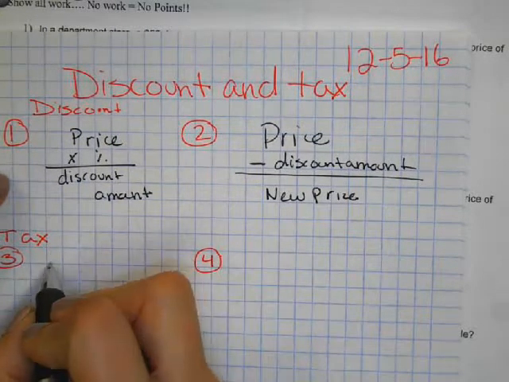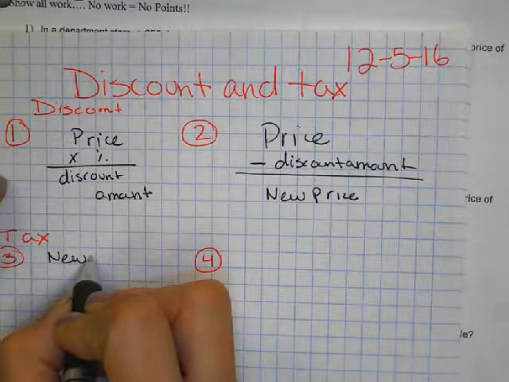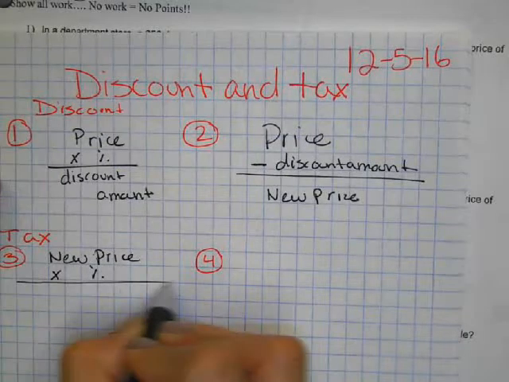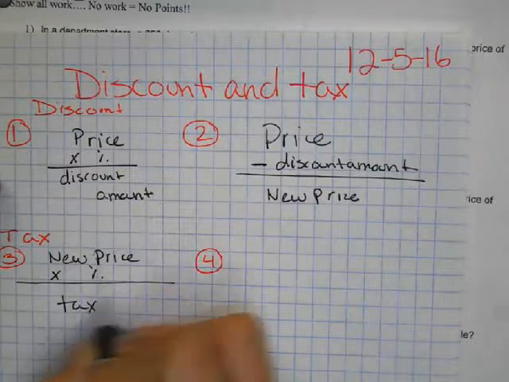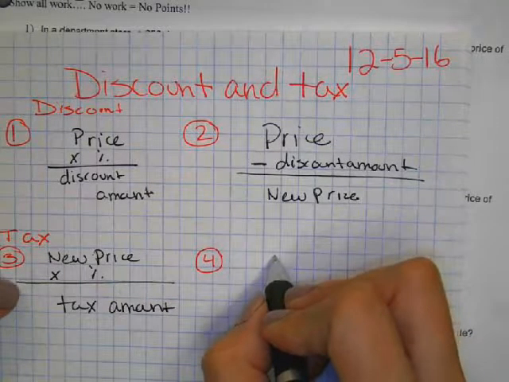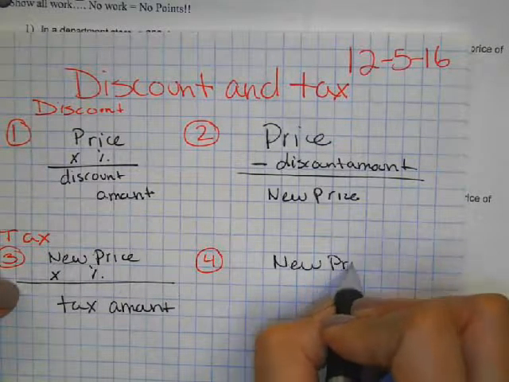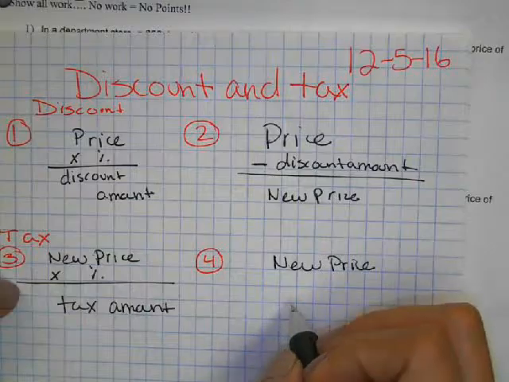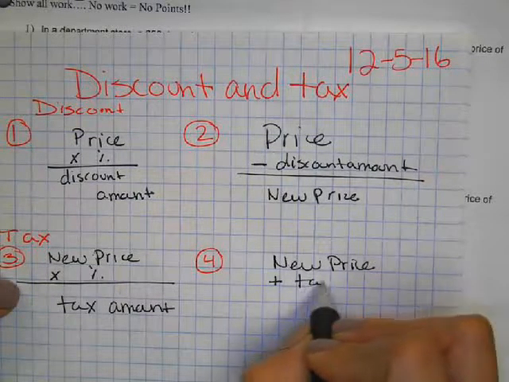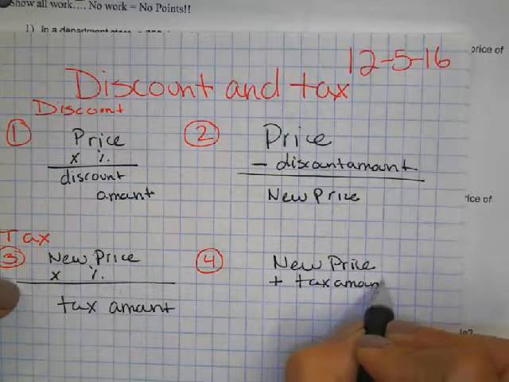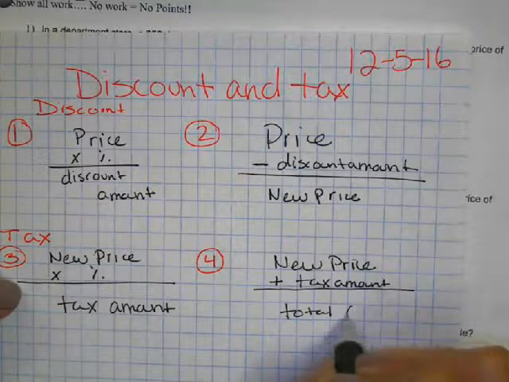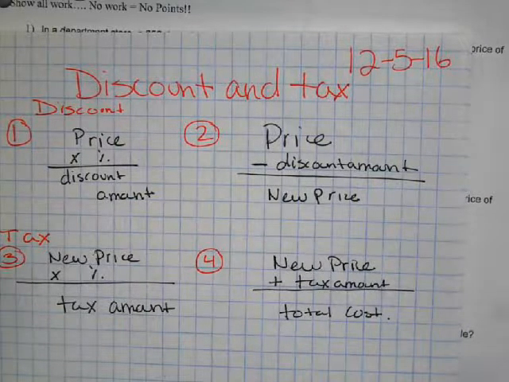Now, for tax, you take your new price, right? And you're going to multiply it by your percent, and that will give you your tax amount. Then you take your new price, and you're going to add your tax amount, and that will give you your total cost.